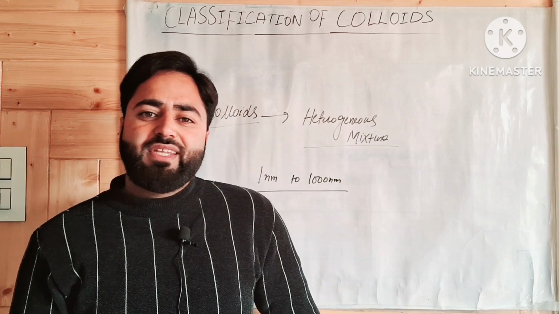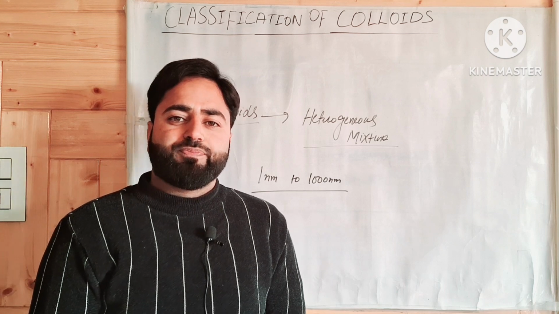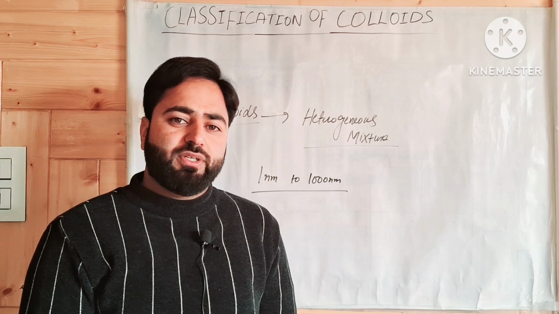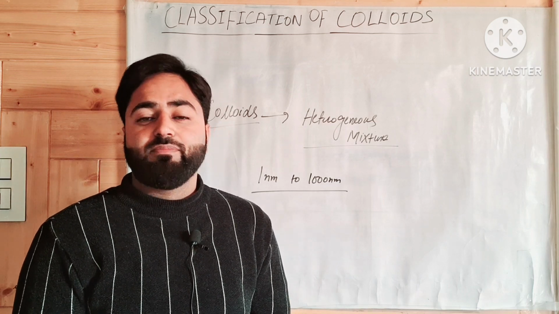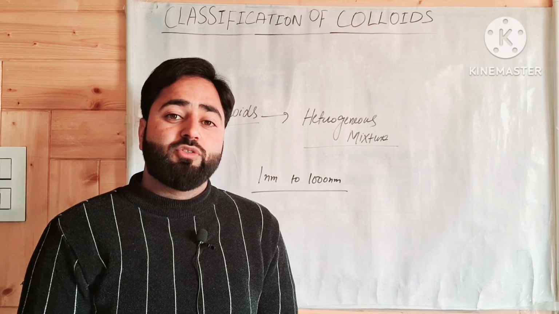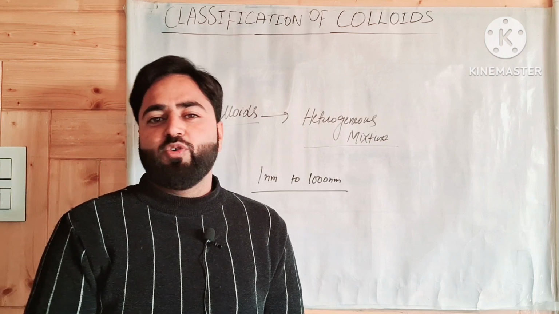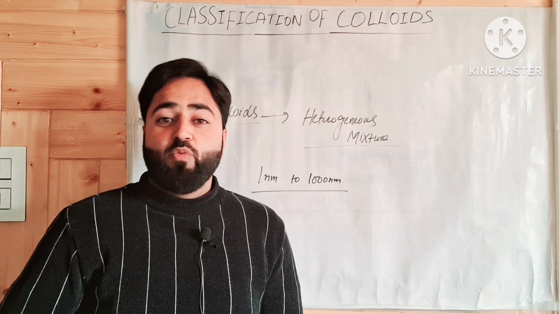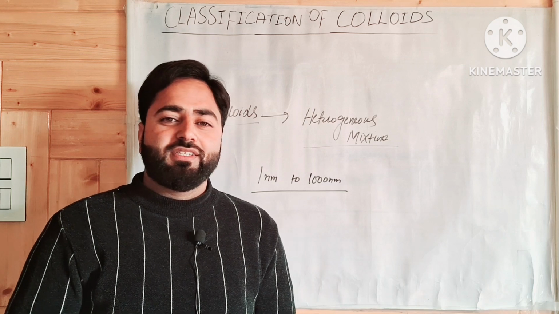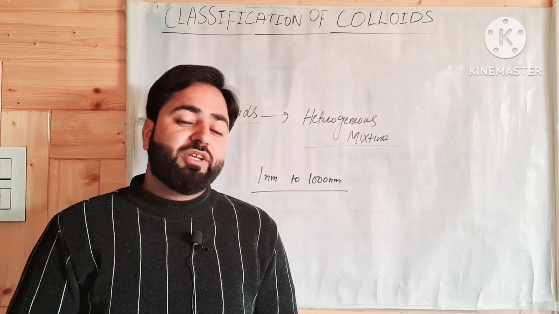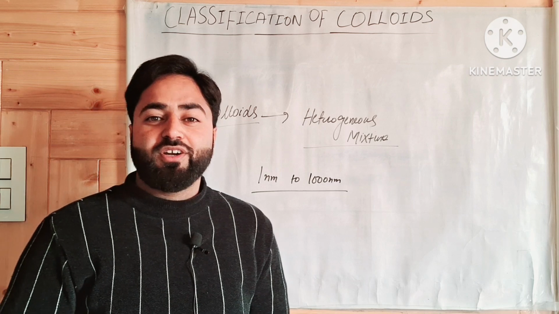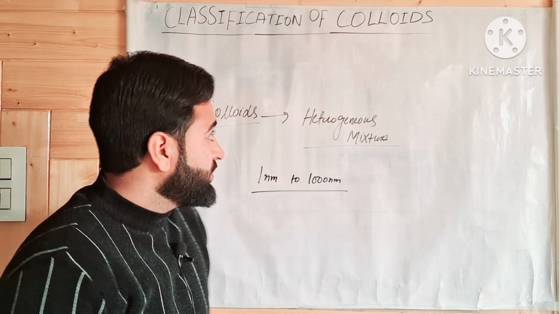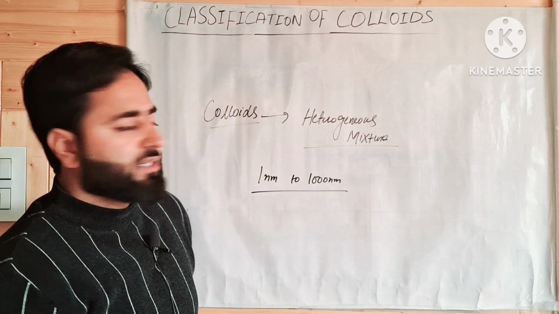And in the previous lecture we also prepared a colloidal solution, that is a soap solution, and then we performed a simple experiment. Because the soap solution looks like it is homogeneous, we performed a light scattering experiment where we observed that the soap particles scatter a beam of light, and we concluded that soap solution is not a homogeneous mixture but a heterogeneous mixture. Now let's come to today's topic, that is the classification of colloids.